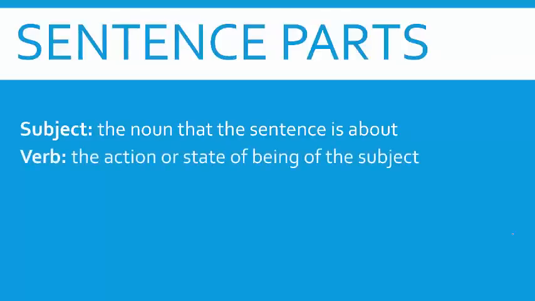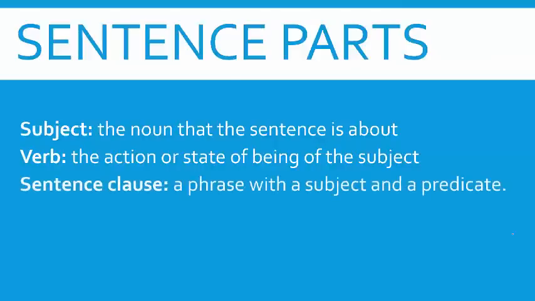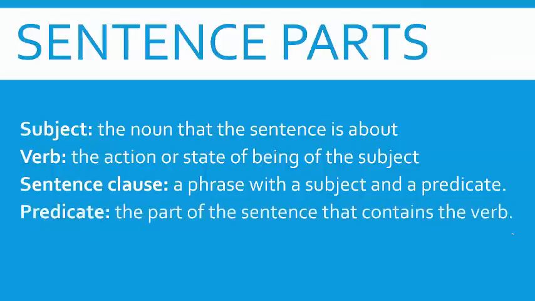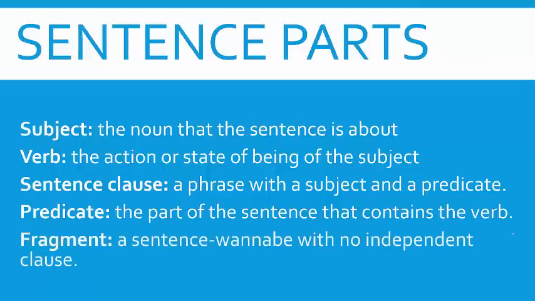Then you've got verbs, and these are actions or states of being of the subject, which is the noun that the sentence is about. Then you've got a sentence clause, which is a phrase with a subject and a predicate. And don't worry, I'm about to explain what a predicate is. Then you've got predicates, and these are the parts of the sentences that contain the verbs. Finally, you might want to look at fragments, and this is kind of a sentence wannabe, which doesn't have an independent clause.